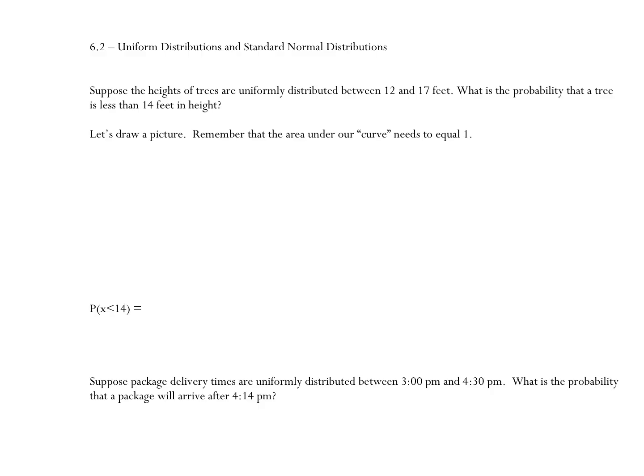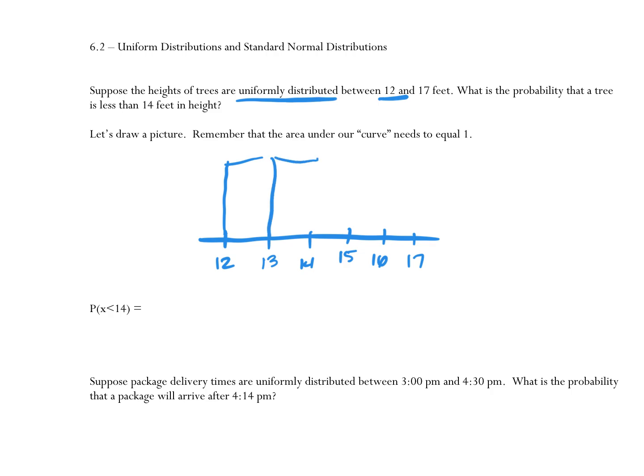Okay, so let's draw a picture of this one. Uniformly distributed means you have as many 12-foot trees as 13-foot trees, as 14-foot trees, and in between. So if I'm saying the trees are uniformly distributed between 12 and 17, that means if I were to draw a bar graph, each of the bars would be approximately the same height. So this bar and this bar and this bar and this bar and this bar are all the same. If I tell you that underneath this is 100%, how much is each one? 20%.